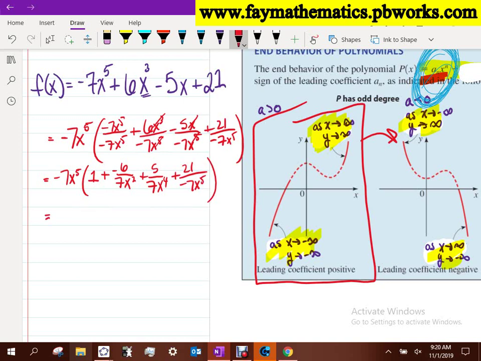Here's the idea. In behavior, that's what we're trying to focus on here. End behavior tells me what is happening when x gets what? When my x values are what kind of numbers? Big numbers. And now I'm going to think very, very big numbers.